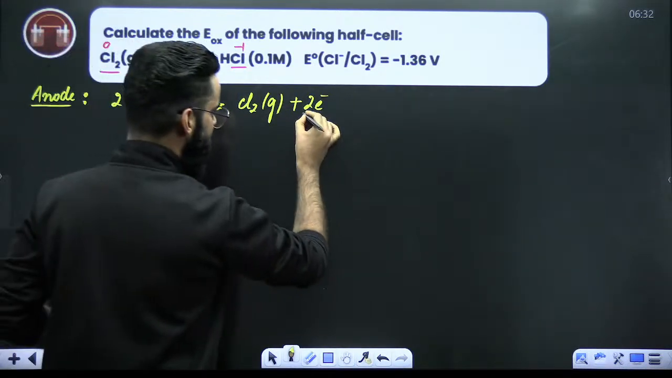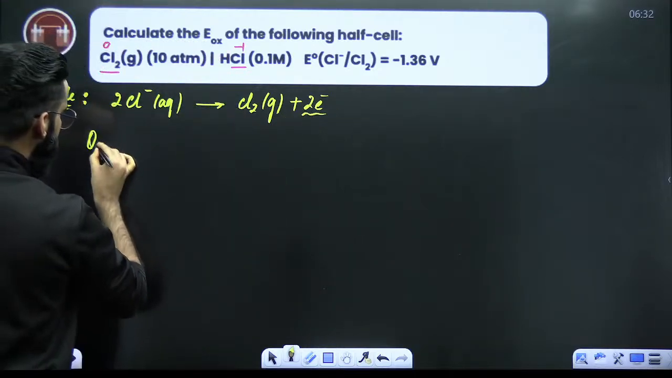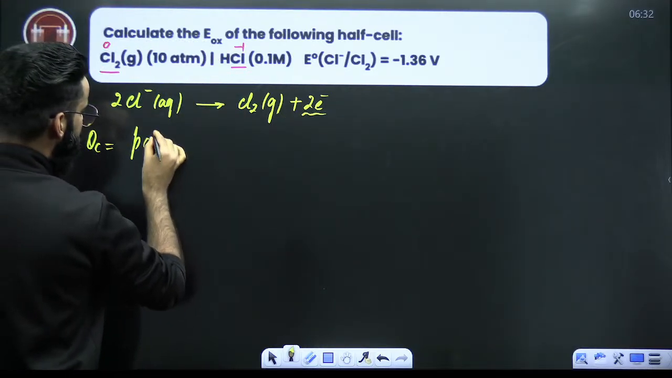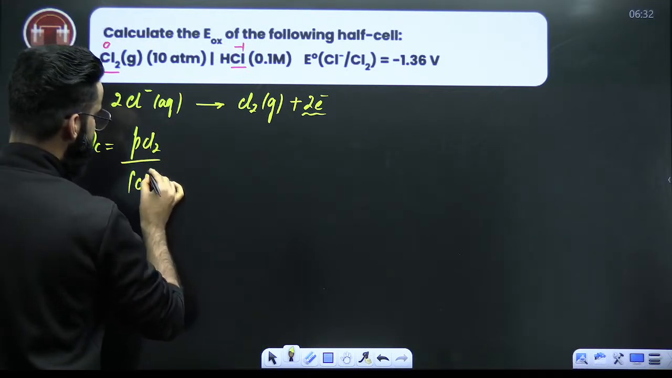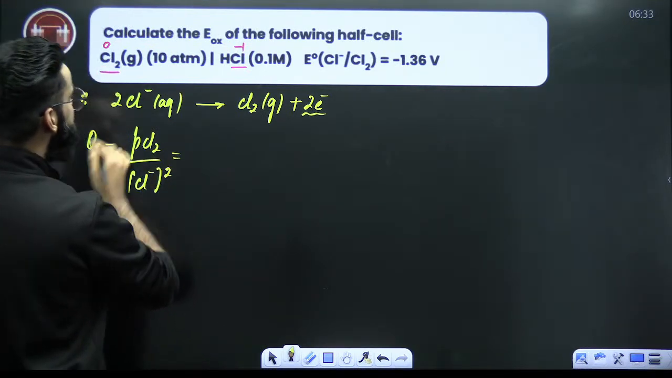Now since you got the n value, which is 2, write the QC. QC is going to be the partial pressure of Cl2 divided by the concentration of Cl negative raised to the power 2. What is the partial pressure of Cl2?